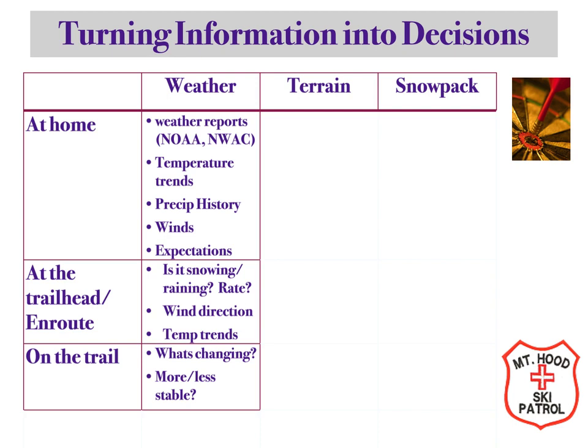This slide shows the kind of weather data we might collect. In our pre-trip planning, we would look at weather reports from NOAA or NWAC, for example. We would look at recent weather trends and projections for the time period of interest. We would look at precipitation history. How deep is the snowpack? We would look at the wind history. Where might we expect to find wind-loaded slopes?